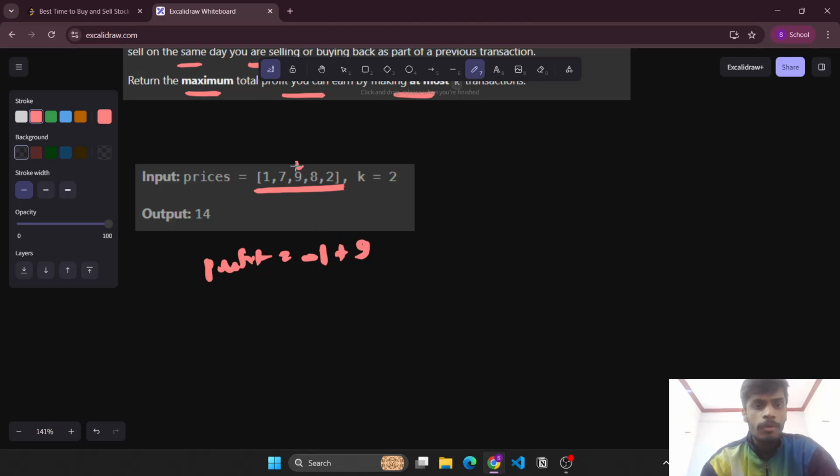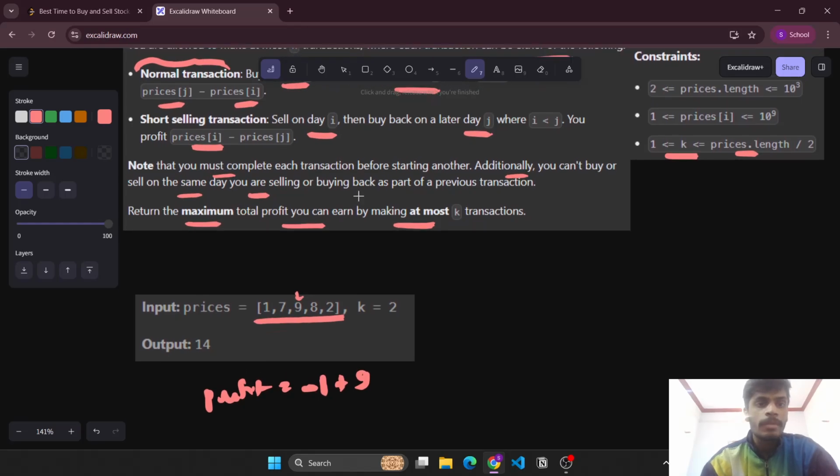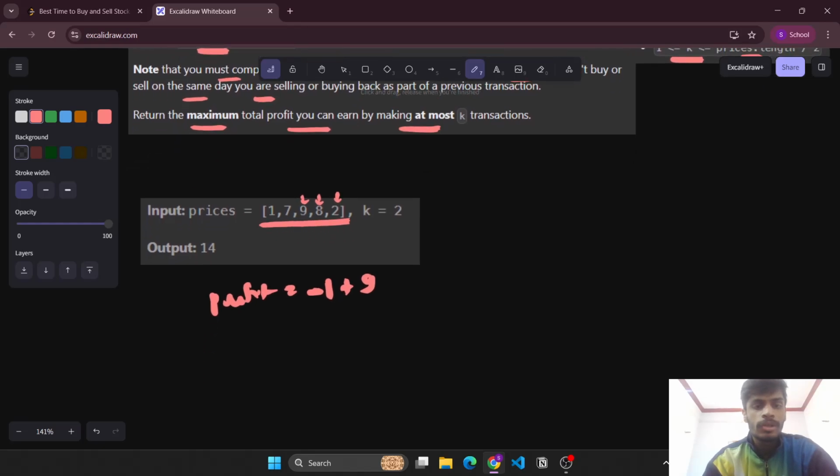Now we have 8 and 2, so we have the capability of a short selling transaction. That means we can sell on this day and then buy on a later day, because this value is greater than this. So we sell this 8, meaning plus 8, and we buy at a later stage at price 2. So 8 minus 2 equals 6, and the total is 8 plus 6 equals 14, which is the maximum profit here.